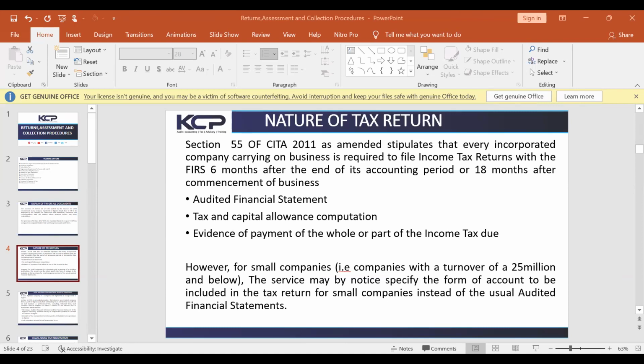Okay, so please, it is very crucial for you to take note of this, that companies are expected to file their tax returns within 18 months from the date of incorporation.